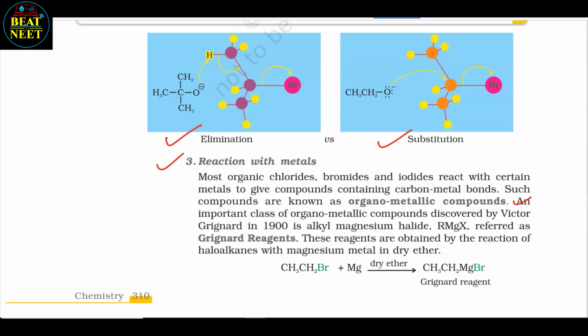reagents. These reagents are obtained by the reaction of haloalkanes with magnesium metal in dry ether: CH3CH2Br plus Mg in presence of dry ether gives CH3CH2MgBr, and that is the Grignard reagent.